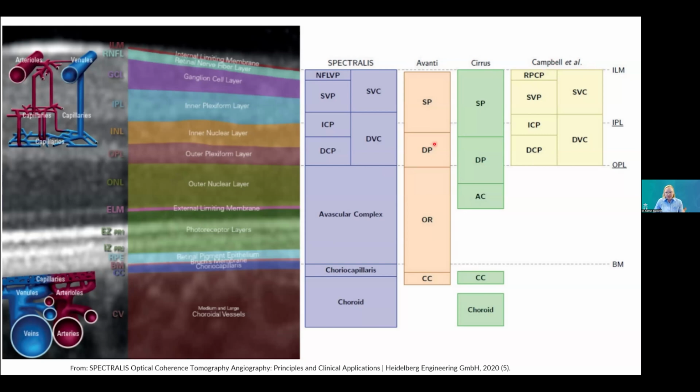So every machine does it a little bit differently, which is an issue, right? Because that means we can't compare these patients directly between machines, and it makes getting good clinical studies done well when the different instruments are doing different segmentation and there's no universally agreed upon segmentation for these different vascular layers.